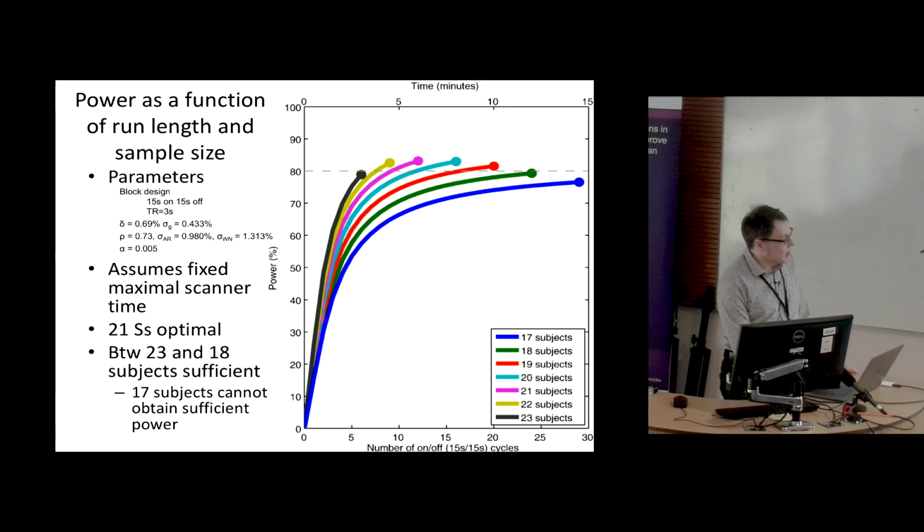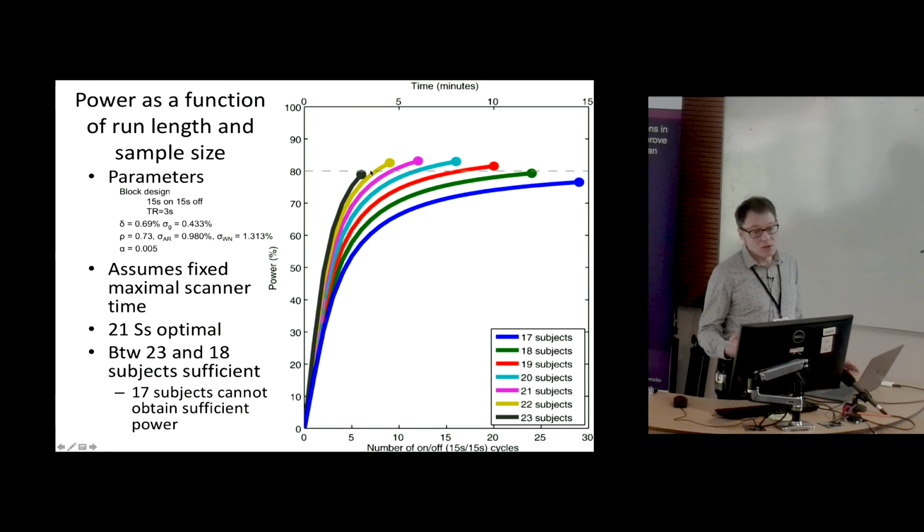So this is fun. Now I can actually change this. I can change the number of subjects, but I can also change the number of on-off cycles I did on a block design. And you can see that for any given number of subjects, the power increases with the number of cycles. But you are limited, right? So if you only have 17 subjects, you're just never going to quite get to that power. Whereas if you have more subjects, you can get by with fewer on-off cycles.